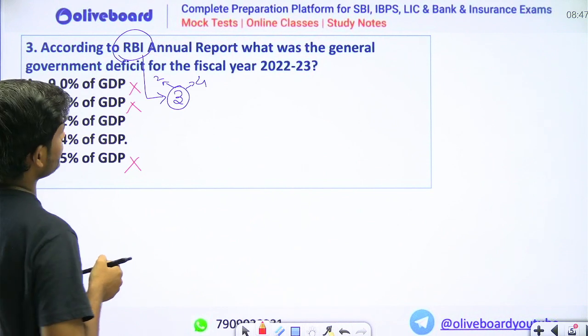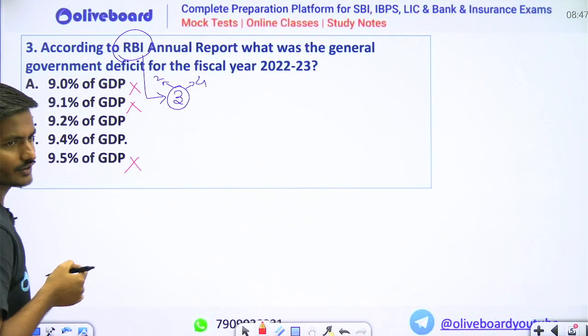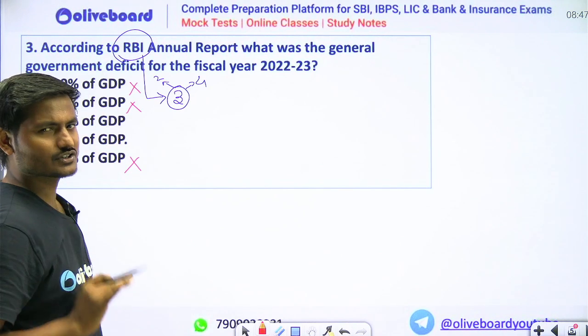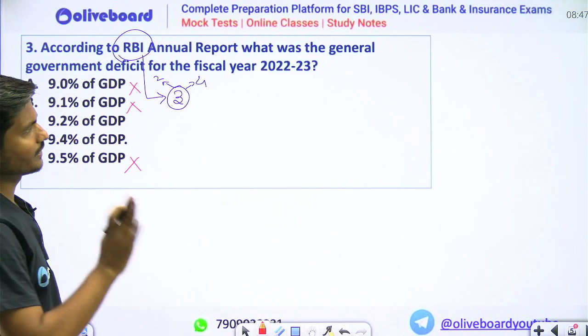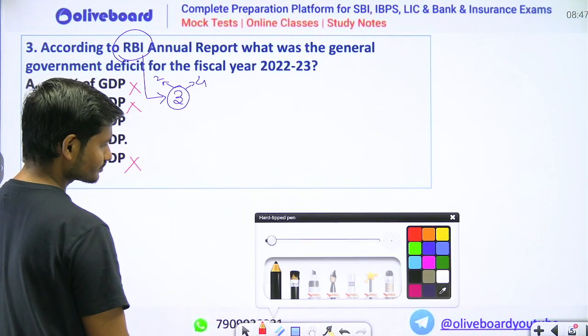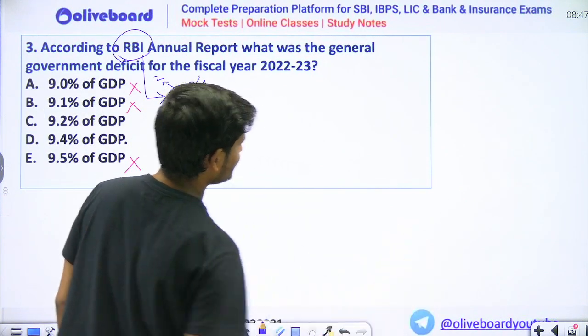9.0 of the GDP. Why? Because we don't know the answer. If we don't know the answer, then only follow this trick. This trick is not 100% true, but 80% of the time it is correct. So if you don't know the answer, use it as the Brahmastra.